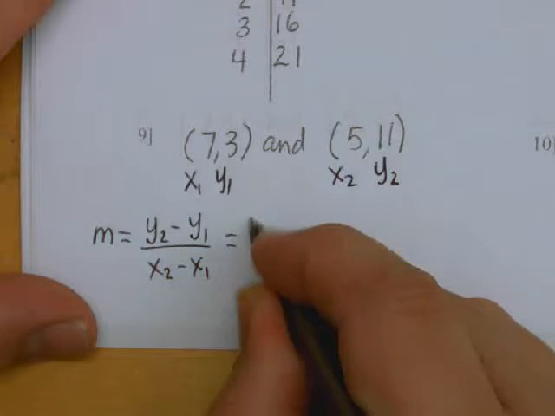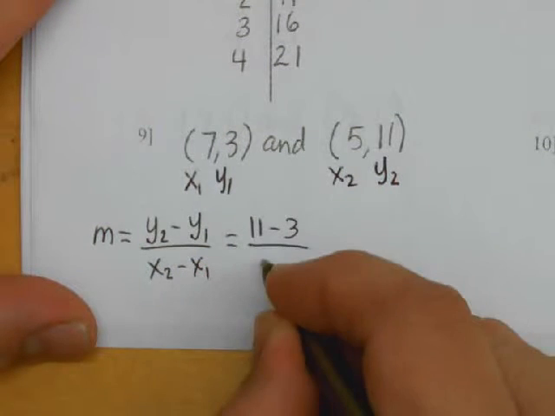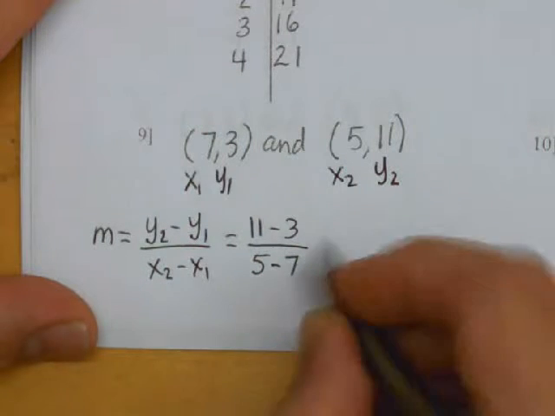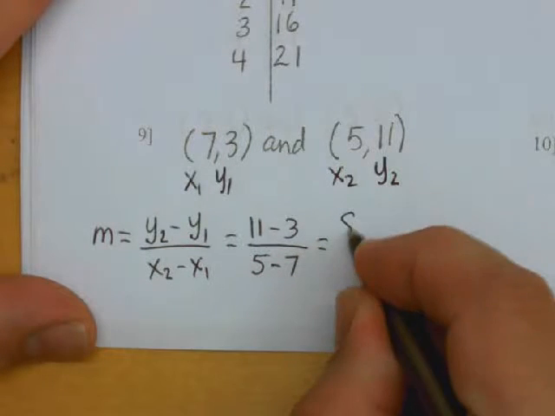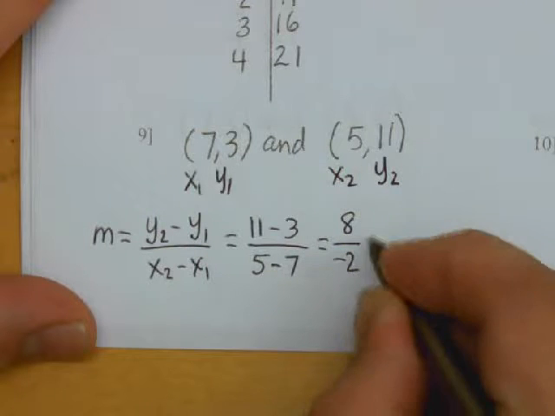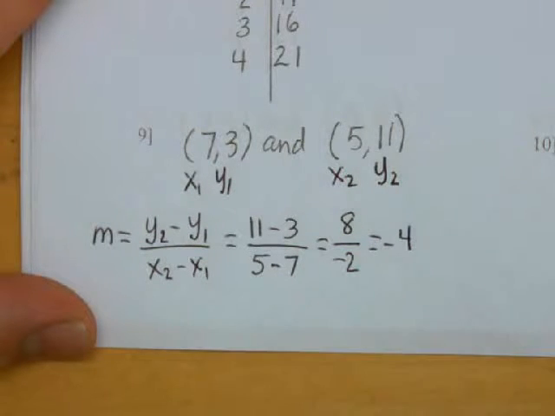So I substitute the values. 11 minus 3 over 5 minus 7. So subtracting, I get 8 over negative 2, which is negative 4.